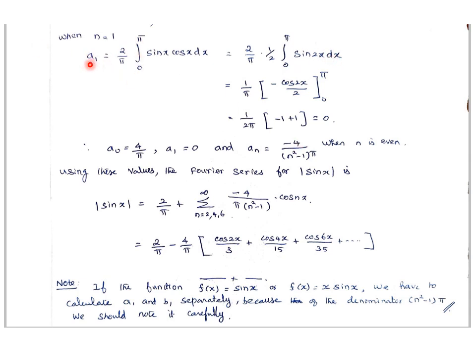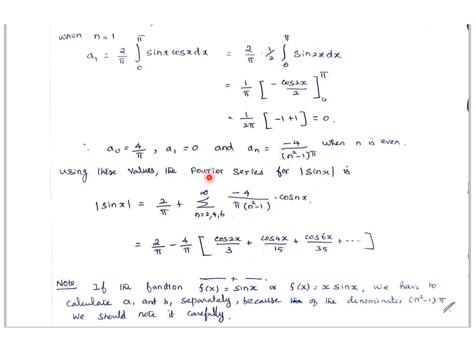So we have to find a1 separately in this problem. a1 is equal to integral 0 to pi of sin x cos nx, that is equal to sin 2x by 2. After integrating this, applying the limit, we can get the value as 0. Therefore, a1 equal to 0. a0 equal to 4 divided by pi, a1 equal to 0 and a3, a5, a7 equal to 0. The remaining values for n is even, an equal to minus 4 divided by n square minus 1 into pi.